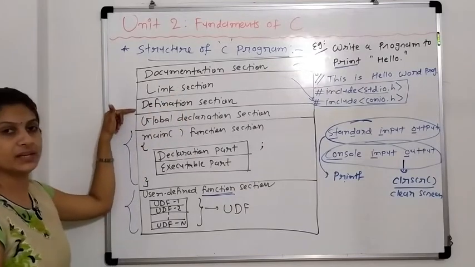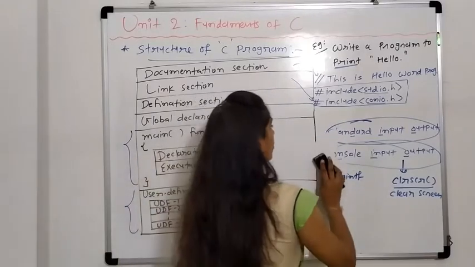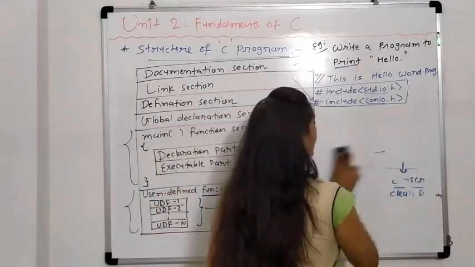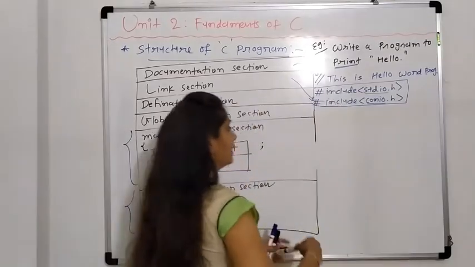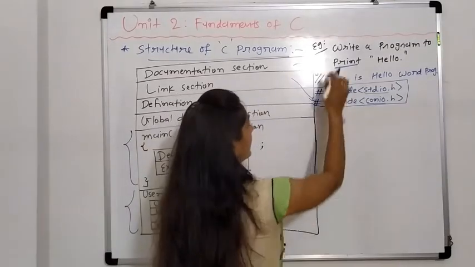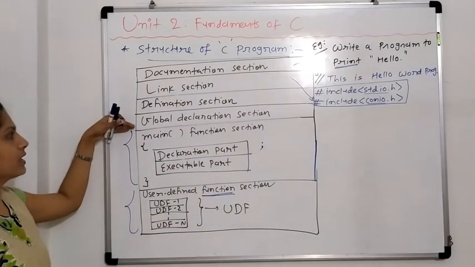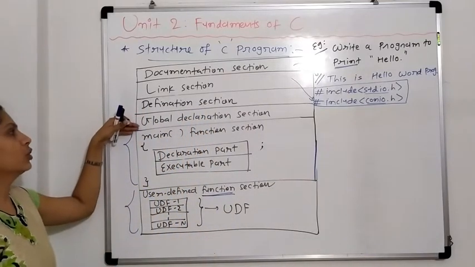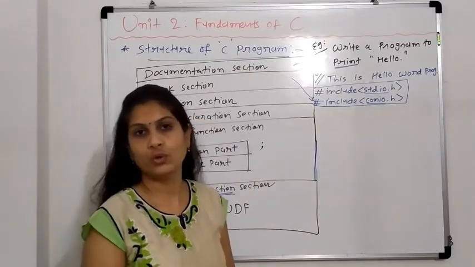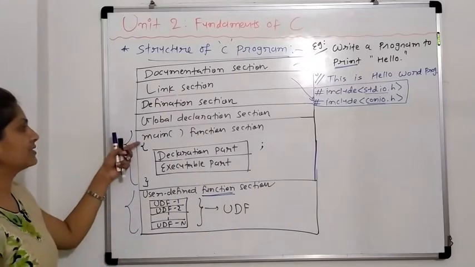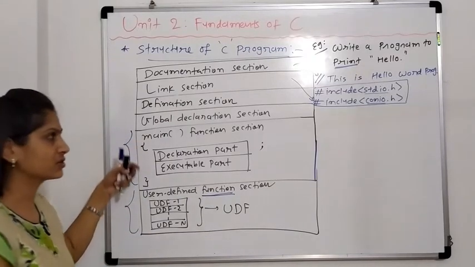Third is the definition section, which is nothing but the symbolic constant. Here, to print hello, do we need any constant? No constants are required in our title to print hello, so this will be skipped. Now we go to the fourth part, the global declaration section. Do you need any global variables? No. So we directly jump to the main function section.